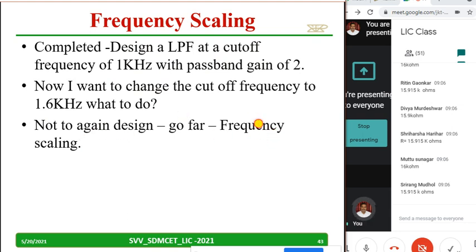What is that frequency scaling? Simply change either the R or C. Which one do you have to change? Which is better to change, whether I have to change the C or the R to get 1.6 kilohertz, whether I should give priority to the change in R.